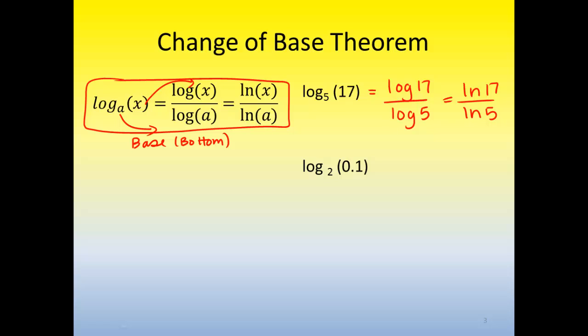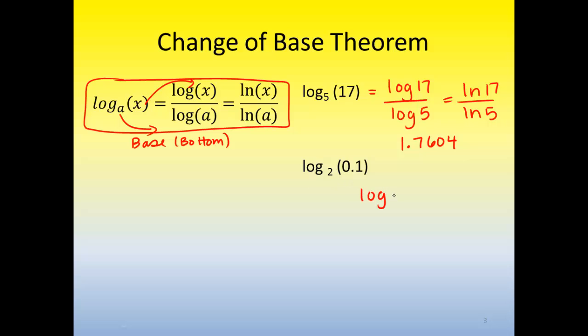So let's try that. Log of 17, make sure you close your parentheses, divided by the log of 5. And I get 1.7604, rounding to 4 decimal places. I could try that again using the natural log just to verify that it is the same thing. And that once again gives me 1.7604.